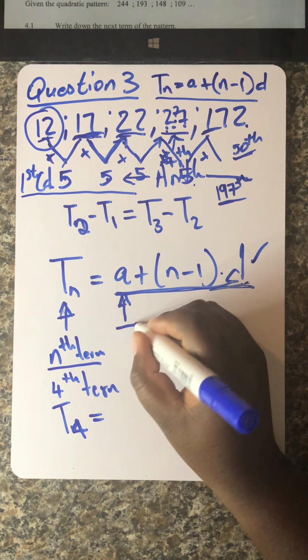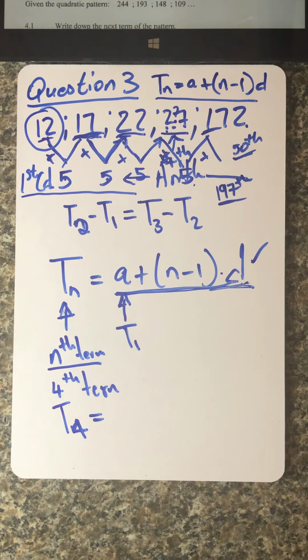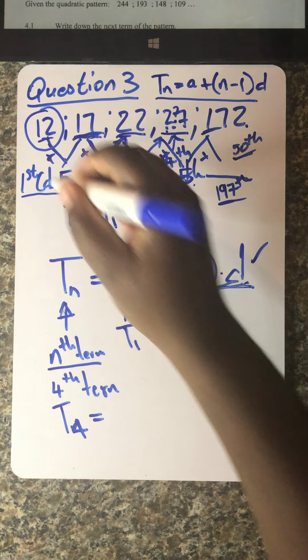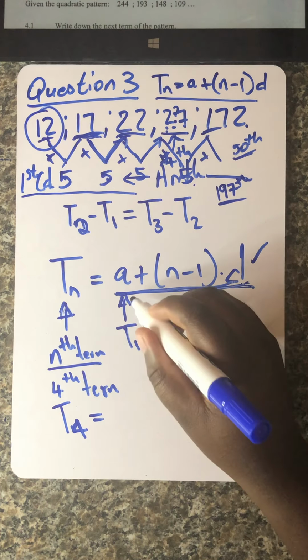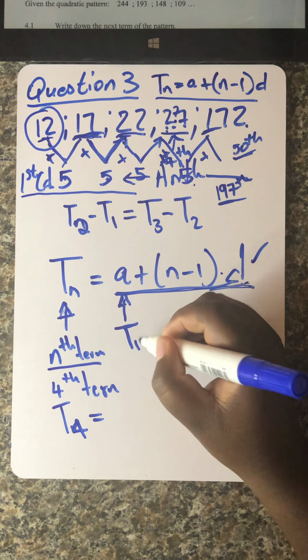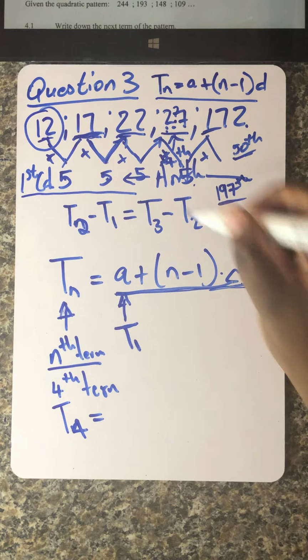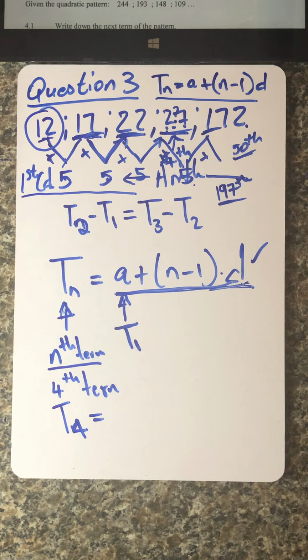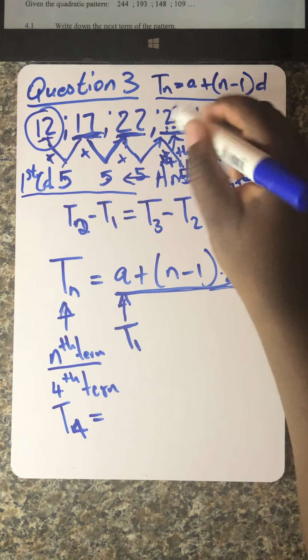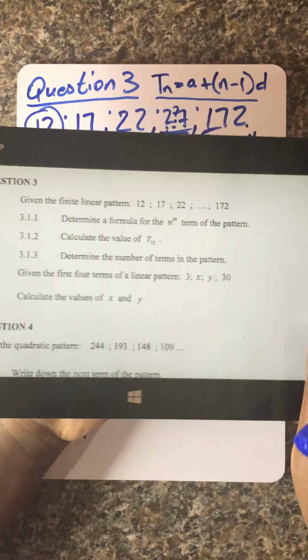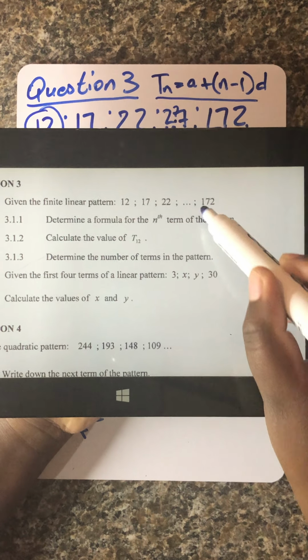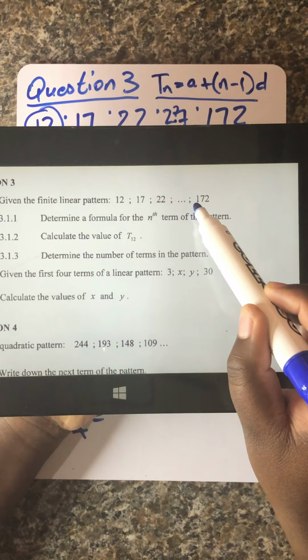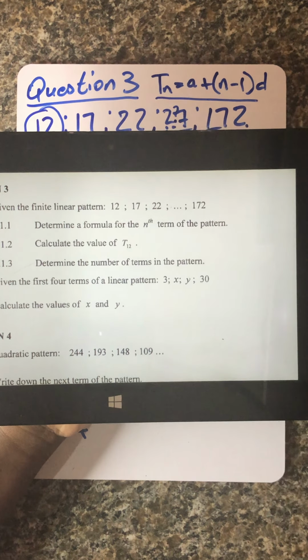And again, we can refer to this A as T1. You've got A, which is the first term of the sequence or the first term of the pattern, and we can refer to it as term 1. So that means this is T2, this is T3, this is T4. But because we had those 3 dots, not sure if you still remember, guys, it means we've got some numbers in between up until 127.